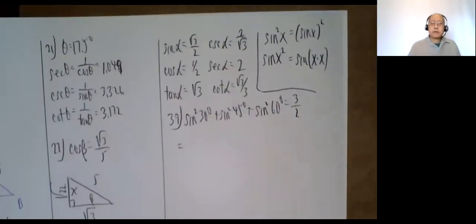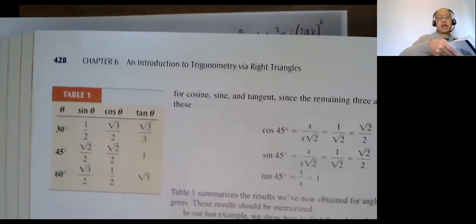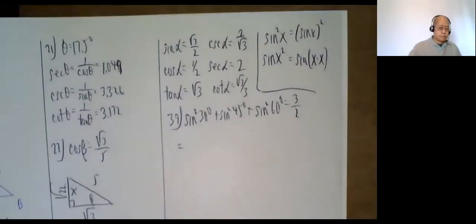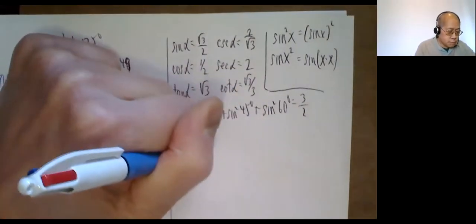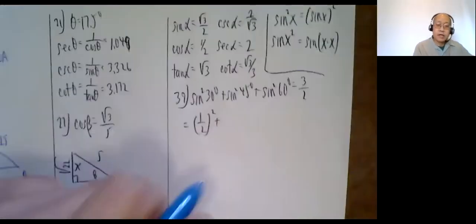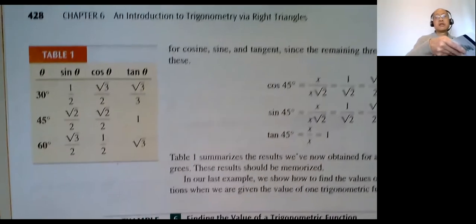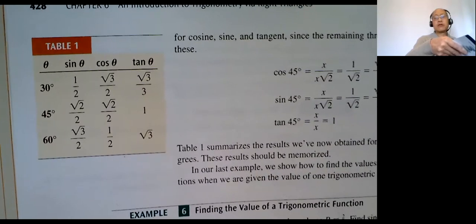All right, so that means I want the sine of 30, squared. What's the sine of 30? 1/2. 1/2 squared. Sine of 45 degrees. Sine 45 degrees is radical 2 over 2.